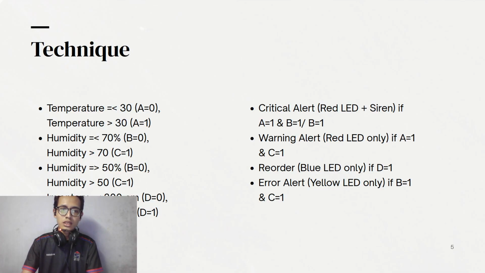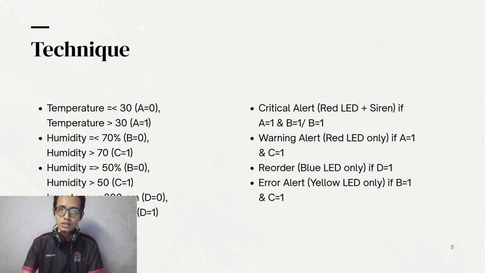Next is the inventory. If the sensor can scan lower than 300 centimeters, then D equals 0. But if the inventory is more than 300 centimeters, then D equals 1.